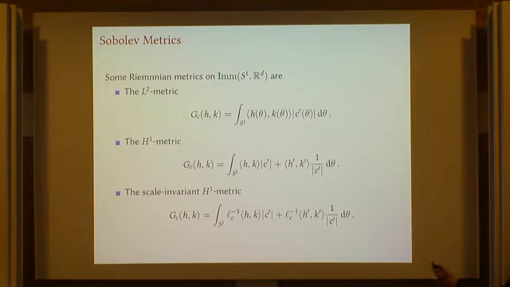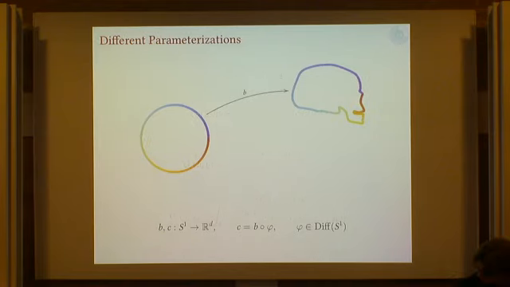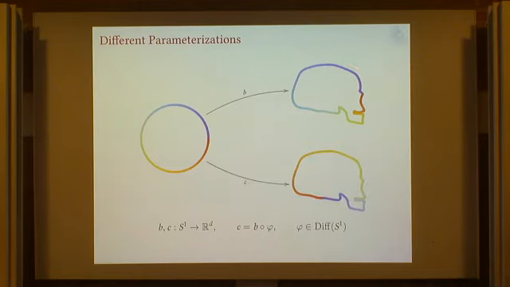Now, where do these weight factors come from? The weight factors come from the fact that we're not interested in a curve as a function from the circle to R^d. What we're really interested in is what shape it describes. And two curves can describe the same shape if and only if they are related by a relabeling of points on the original circle, by a diffeomorphism. So shapes are really equivalence classes of curves under this equivalence relation.